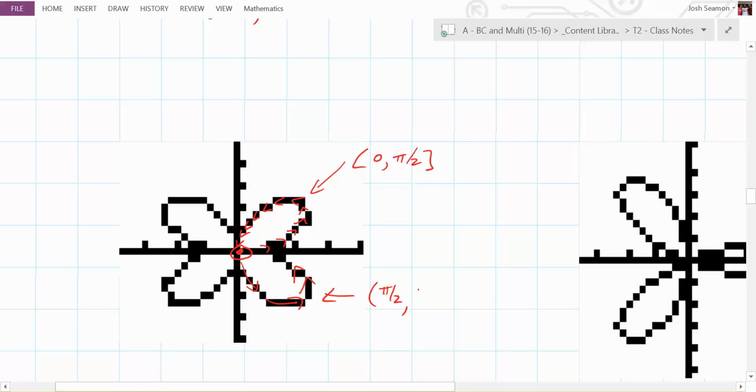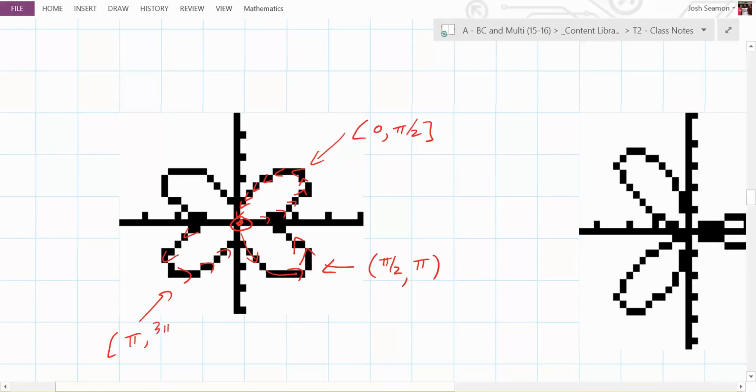To pi. And then where does it go? Then it goes to the bottom left quadrant? Bottom left? Yeah. Goes to this one next? Yeah. Okay. So that's going to be pi to what? 3 pi over 2? Yeah. And then it goes up here, right? And that's 3 pi over 2 to what?